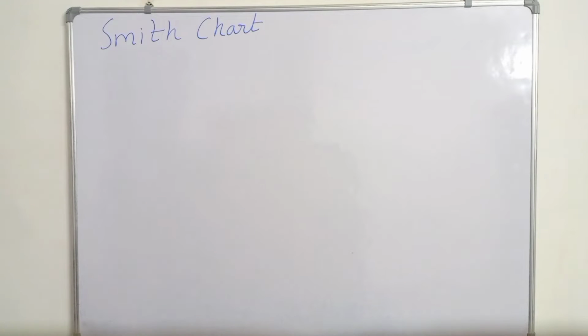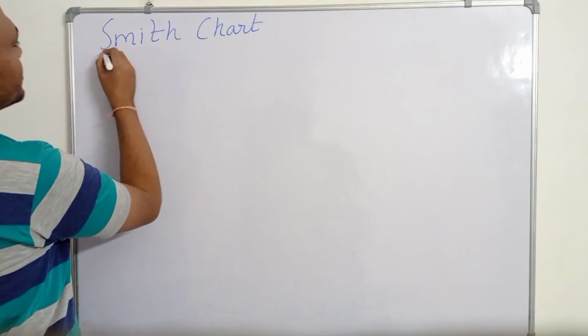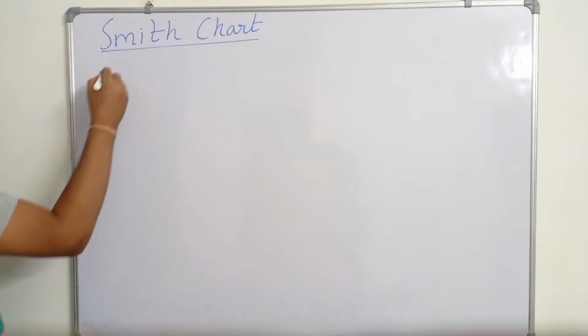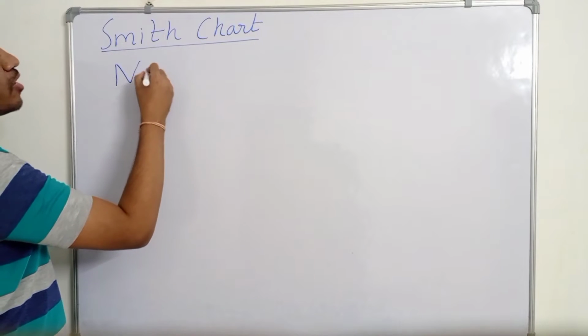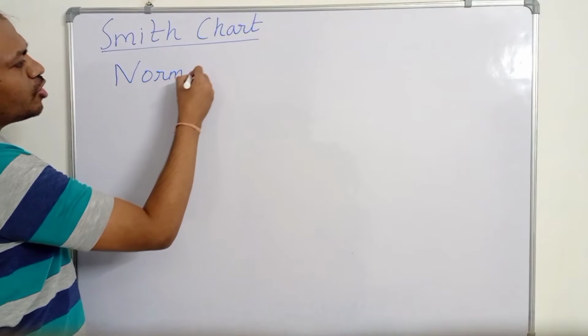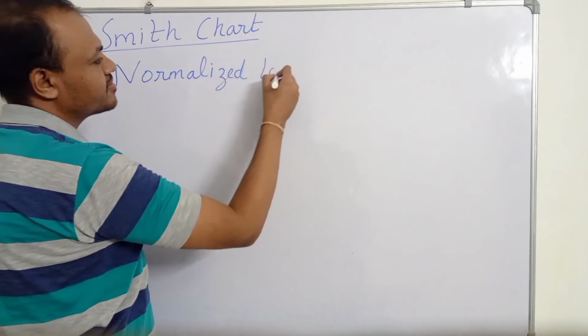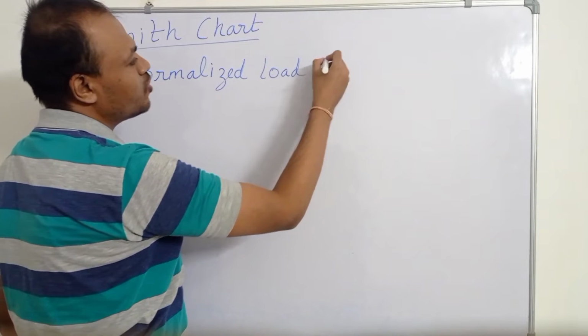So we are starting with our topic, the Smith chart. Whenever we talk about the Smith chart, we talk about normalized impedance, specifically the normalized load impedance. So what is normalized load impedance?